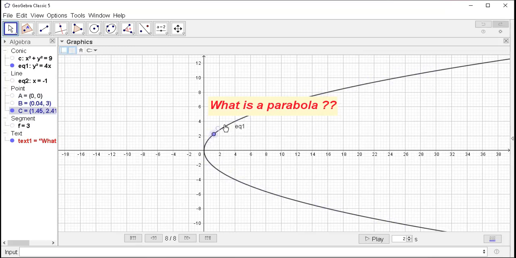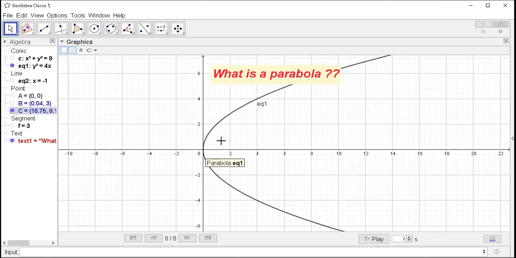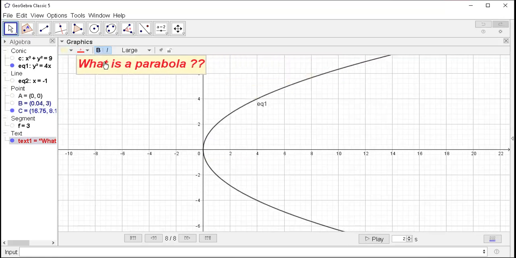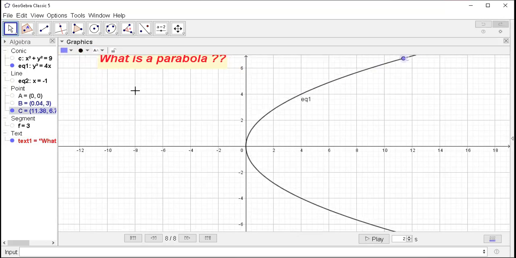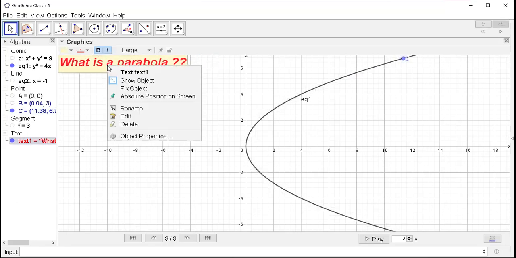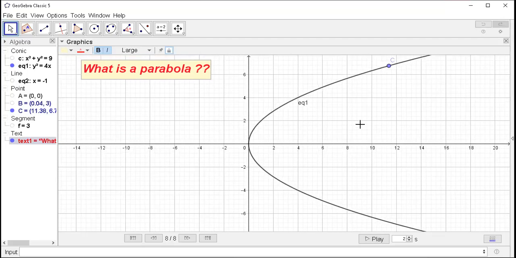Now this is just one parabola. You can have parabolas like this, and like this, and so on. So this is any point on my parabola. If I have a parabola, can I move this thing? Just move it over here. So when I have any point on my parabola, let this be a point C. Can I just fix this object? Fix it. Okay.